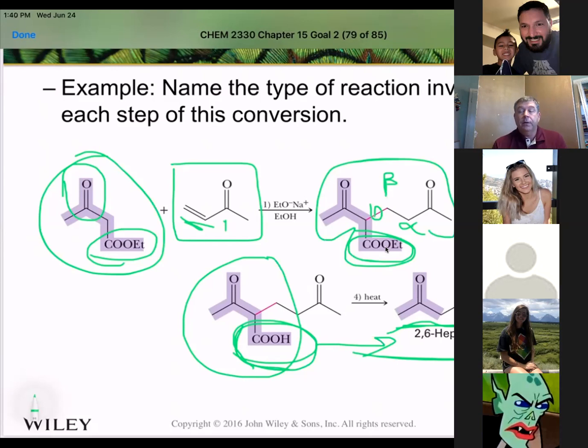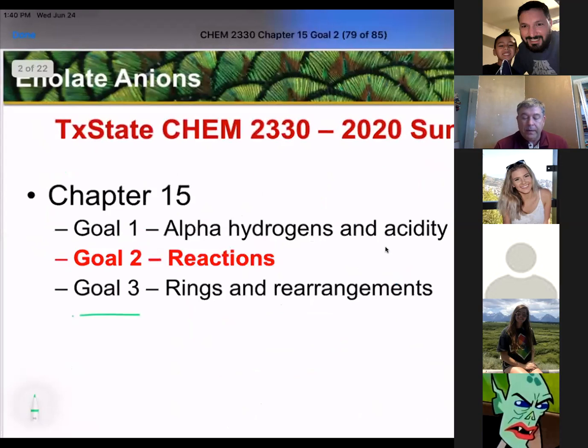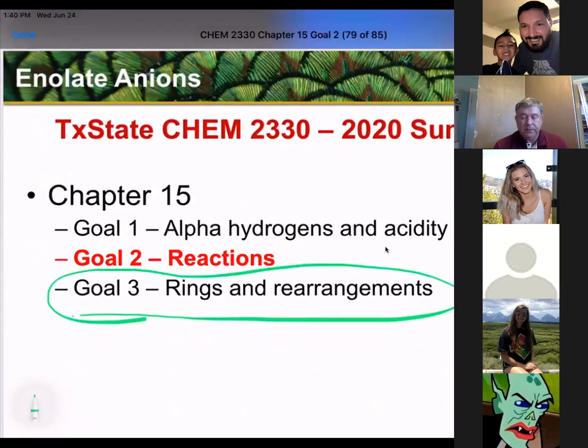In our last one, which we'll do tomorrow, we're going to do a summarization of the rings and rearrangements possible in these reactions.